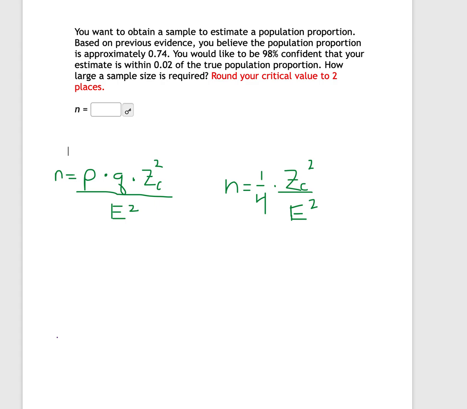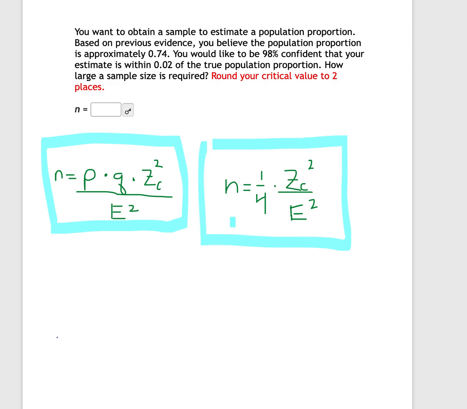When we are dealing with population proportions, there are two possible formulas for sample sizes, and I've written them here. The sample size should be P times Q times Z critical squared divided by the error squared, or the other formula you might use is the sample size is equal to a quarter times Z critical squared divided by the error squared.